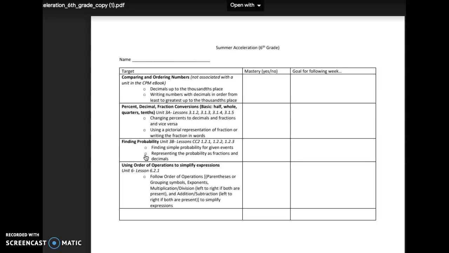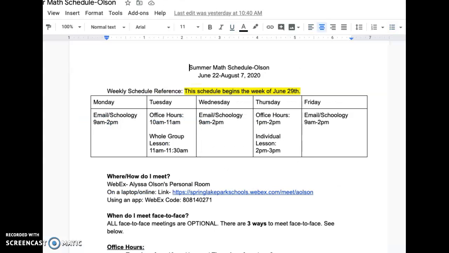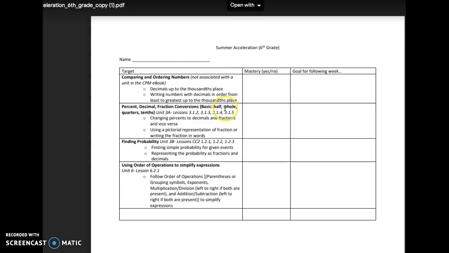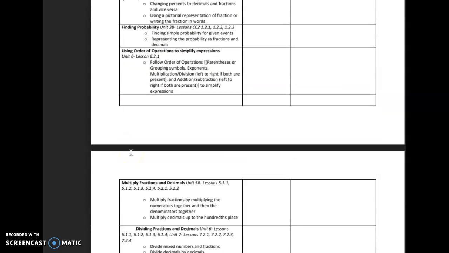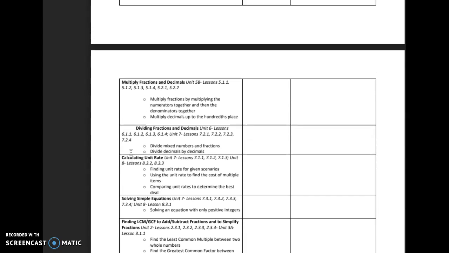each week. It's nice because it correlates with every leverage target that's on the syllabus. So you're going to notice on the 6th grade syllabus, you have comparing and ordering numbers, and then it correlates exactly with what's on the organizer here to help you set up a schedule. So these are all in order with the leverage targets that were on the syllabus. Here they are.